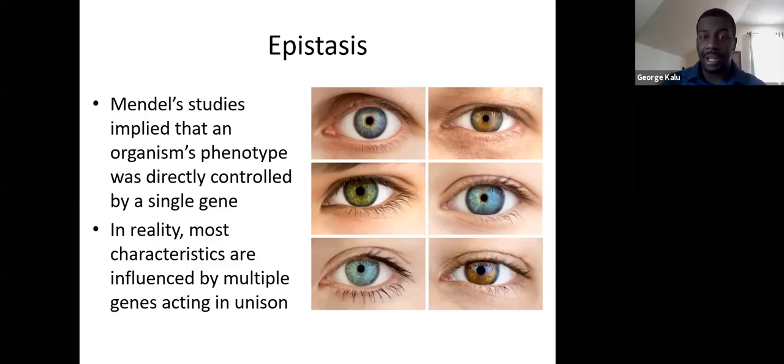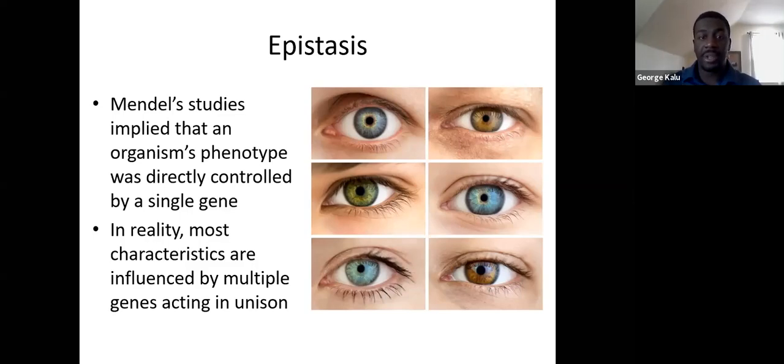So for example, eye color is not regulated by a single gene. Eye color is actually determined by about 16 different genes all working together to give you your specific eye color. So here we have multiple different genes all working together to help you form an eye color. And each of those genes would have their own sets of alleles that are going to be active here. So in most characteristics, most traits are going to be determined by multiple genes all working together.